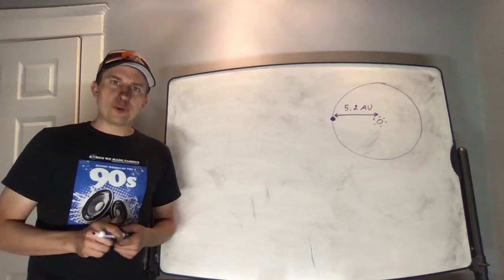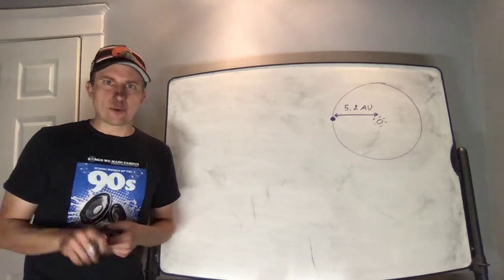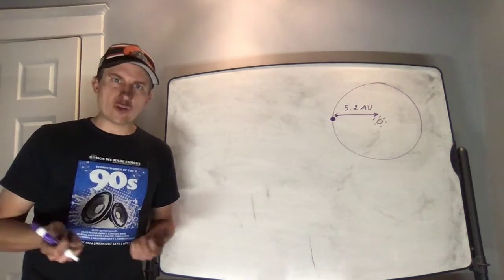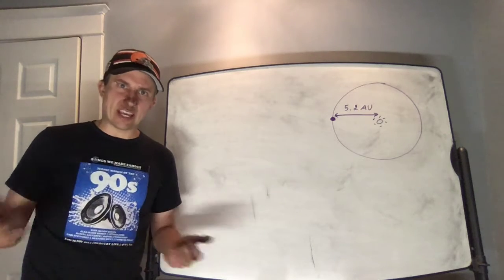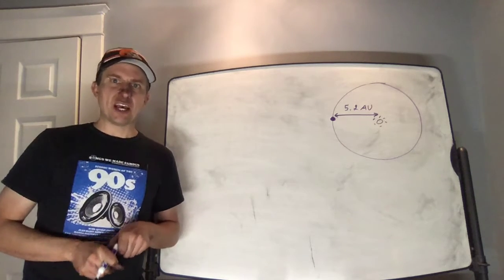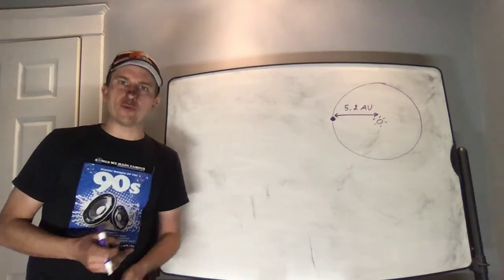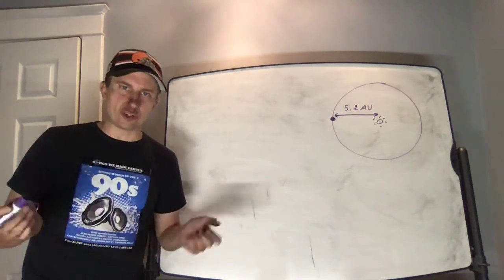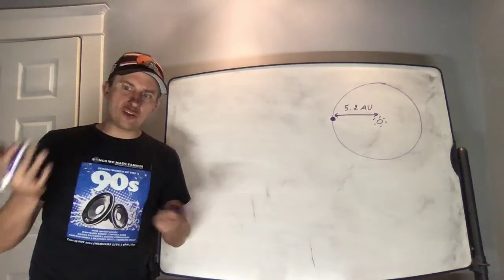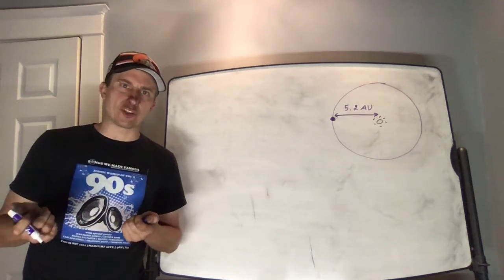We are told that Jupiter orbits 5.2 astronomical units from the Sun, and we were asked to find how long does it take Jupiter to orbit the Sun once. So I drew a picture here. Here is the Sun at the center of the solar system with Jupiter in its orbit 5.2 AU from the Sun. And to address this question, we're going to use Kepler's third law.